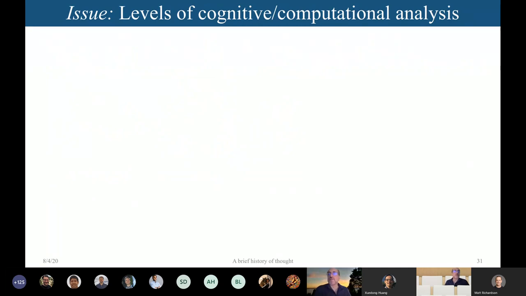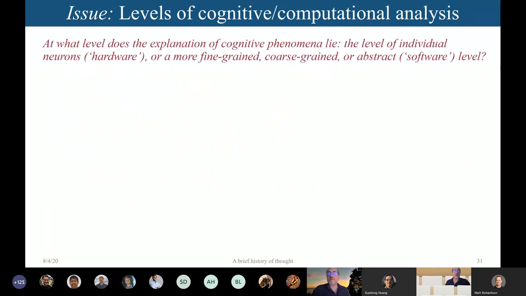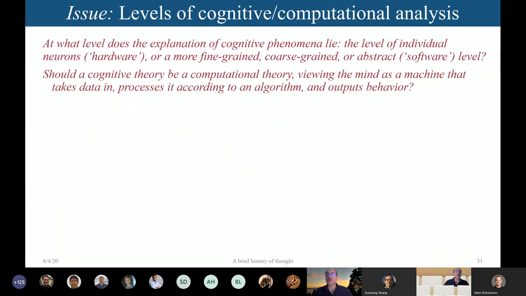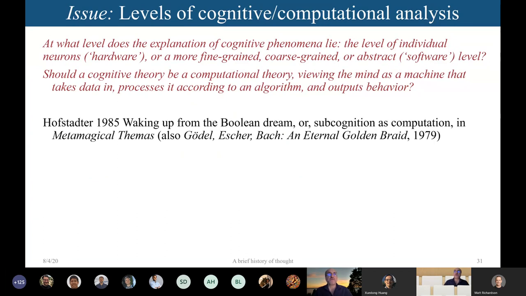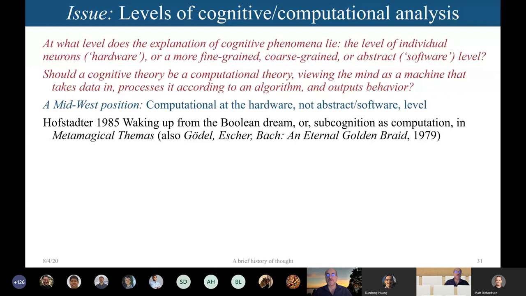How does bringing the neural level into cognitive science affect the computational analysis of cognition? What are its implications for this fundamental computational issue? Should a cognitive theory be a computational theory, viewing the mind as a machine that takes data in, processes it according to an algorithm, and outputs behavior? In his brilliant 1979 book, Gödel, Escher, Bach, and more concisely in this paper, Doug Hofstadter lays out an interesting middle position that cognition is computational at the hardware level, but not at the abstract software level.